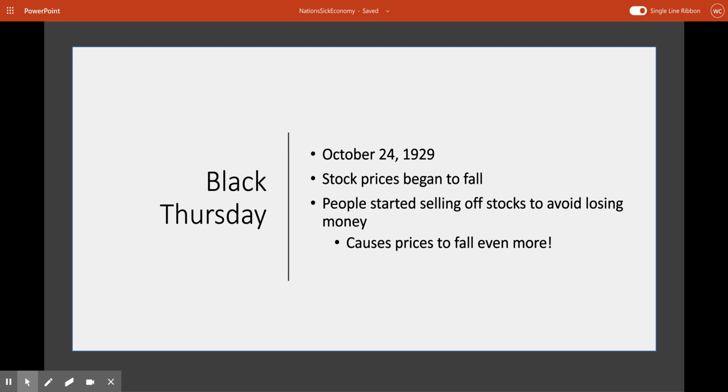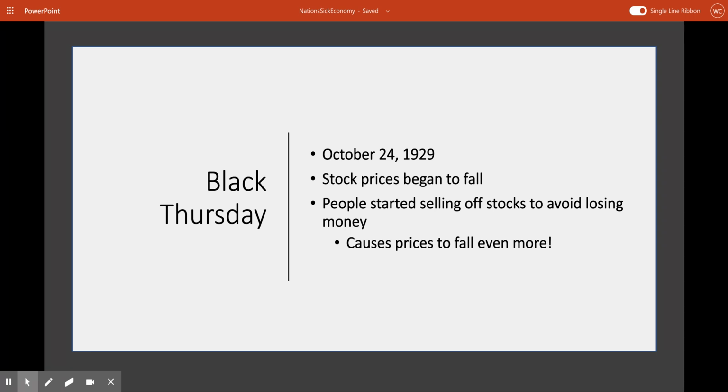Cause number 3 was falling stock prices. And this really comes to a head on a day that's known as Black Thursday. It's October 24th, 1929. And what starts to happen is that stock prices in general, across the board, start to dip a little bit. And that's really just the nature of the stock market, even today. Sometimes stocks go up, sometimes stocks go down. On that particular day, it happened to be a down day.